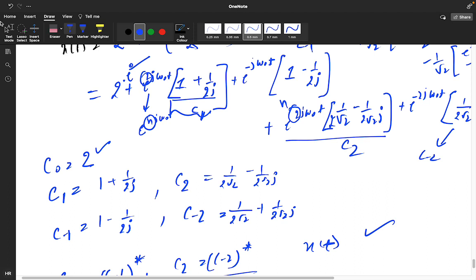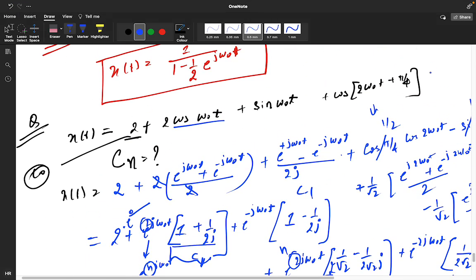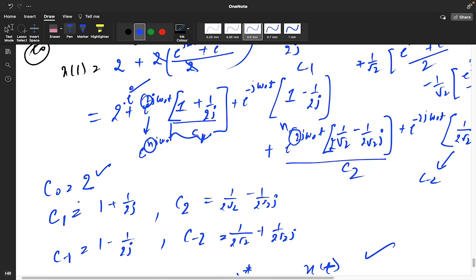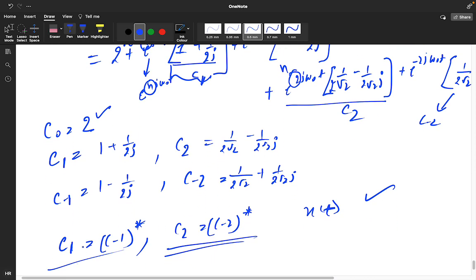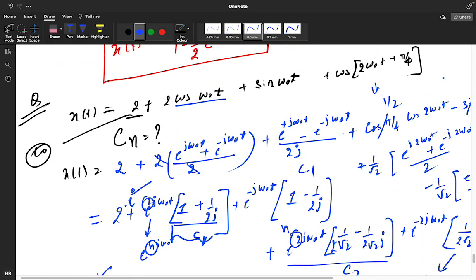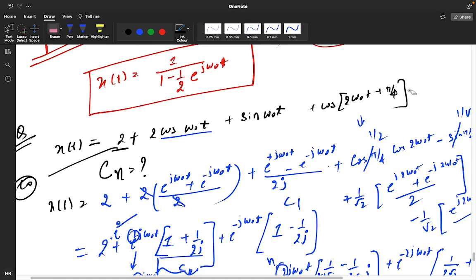And what about the other harmonics? This is the overall signal, x of t. So no extra Cn term will be present. In this question, we will have only C0, C1, C of minus 1, C2, C of minus 2. That's it. Other harmonics are 0, because we are not getting extra signals. Nothing else is there, so whatever we got, we simply make in the form of the result.